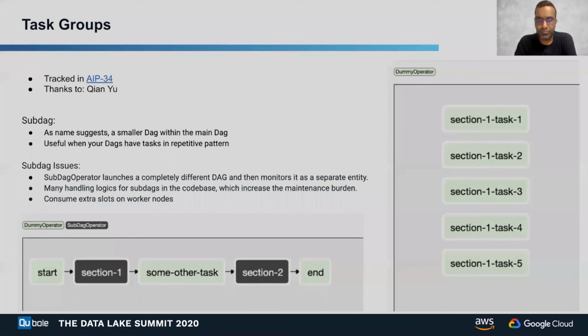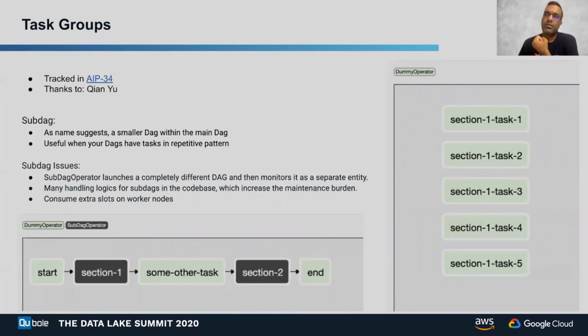So if you look at the picture below, you see that there are two operators, a dummy operator and a subdag operator. And when you click on the subdag operator, let's say section one, it will ask you to zoom in, and when you zoom into the subdag, you will see there are more tasks, like these 5 tasks in the right image. So you can group some logical things into a subdag.